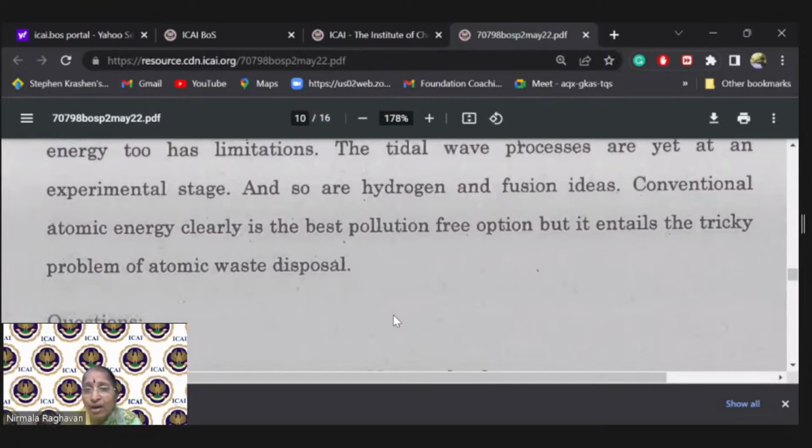And so are hydrogen and fusion ideas. Conventional atomic energy clearly is the best pollution-free option, but it entails the tricky problem of atomic waste disposal. What is a tricky problem? We don't know how to dispose of atomic waste. So you need to read like that to understand it in one reading itself.